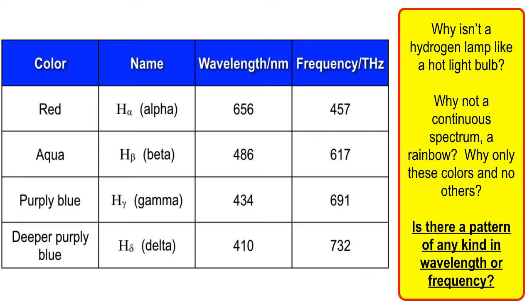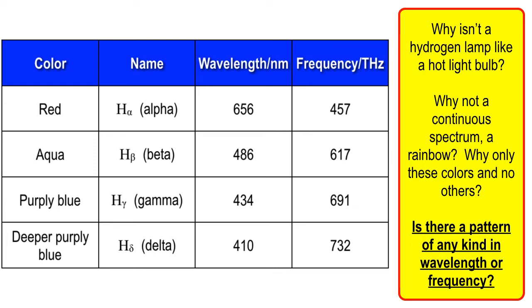Why only these colors? Basically that's like asking, is there a pattern of any kind in the wavelength or frequency? If you look at those wavelengths and frequencies, you don't have frequency doubling. It's 457 and then 617 terahertz and 691. You're not getting multiply by 3 or divide by 3, nothing like that. Same thing with wavelengths. They're getting smaller, but not like 1/2, 1/4, 1/8, nothing like that.